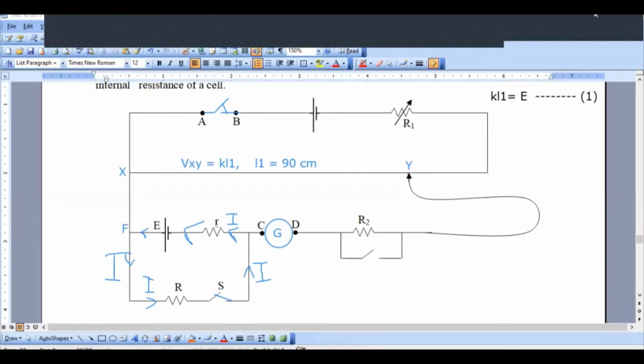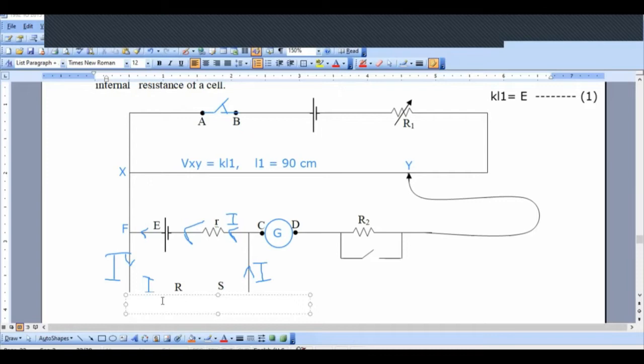Thank you, dear. So please write: let us apply Kirchhoff's second law to the closed loop.